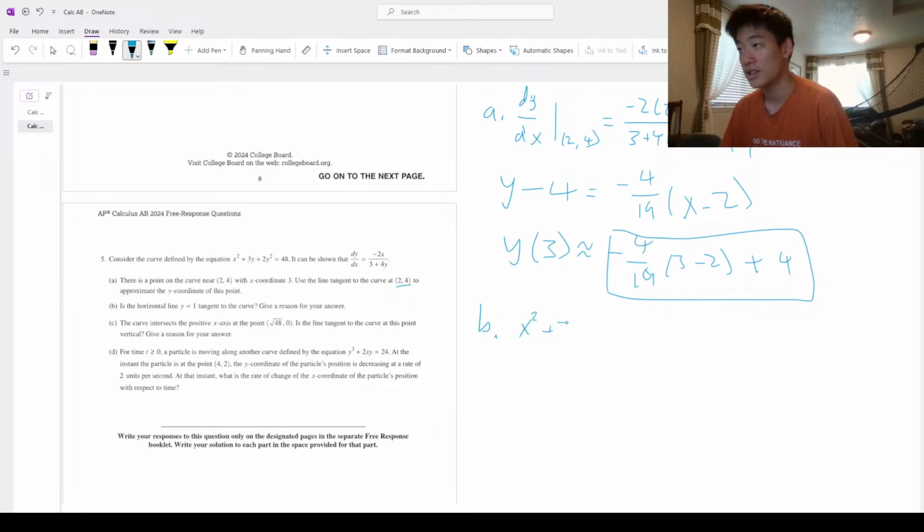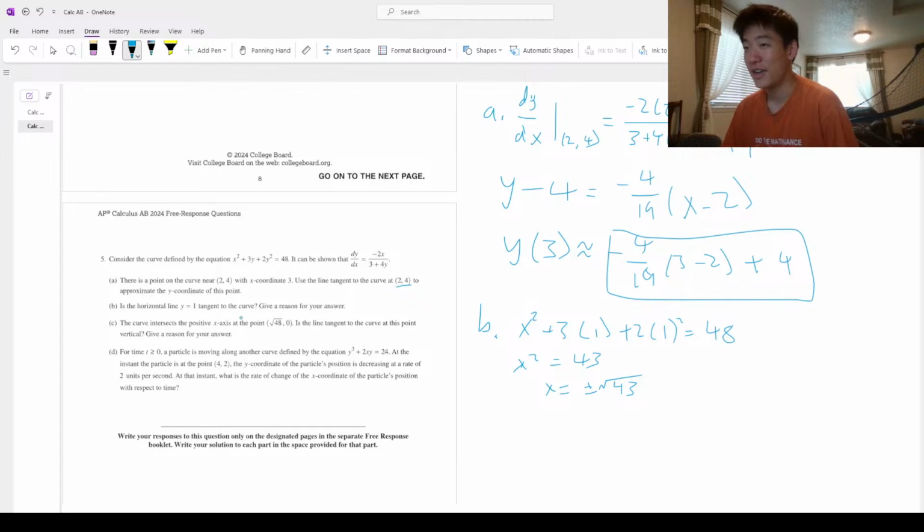x squared plus 3 times 1 plus 2 times 1 squared equals 48. Okay, this is 3 plus, okay, so x squared equals 43, so x equals plus or minus square root of 43. Okay, what can we do with this?